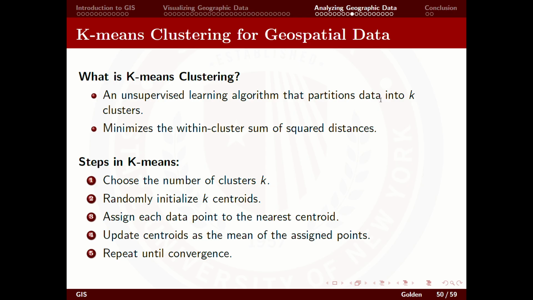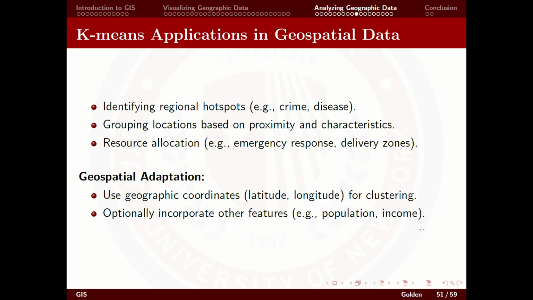So we want to figure out what the clusters are in the map, in the geospatial object. First off, we start by choosing the number of clusters k, and I'll give you an example of how you can do this. You can randomly initialize k centroids, which are different points around the map that are the starting centers. It doesn't really matter what you choose, but maybe play around with this, because k-means won't give you the same answers each time. You assign each data point to the nearest centroid. You update centroids to the means of the assigned points, and then you repeat until convergence.